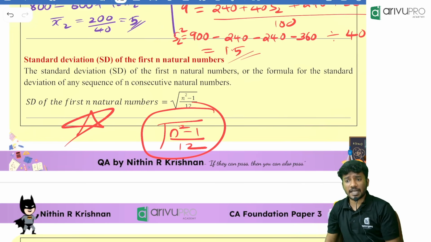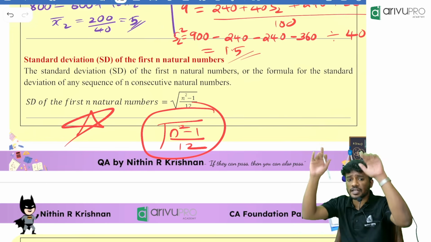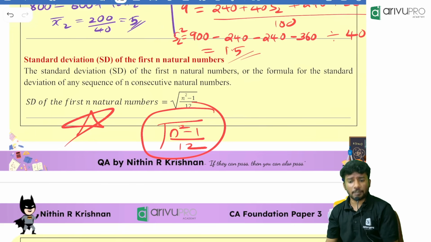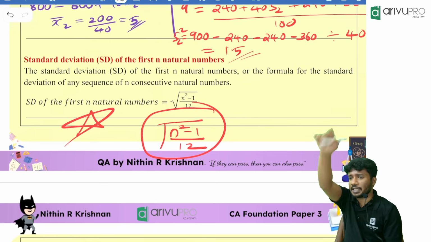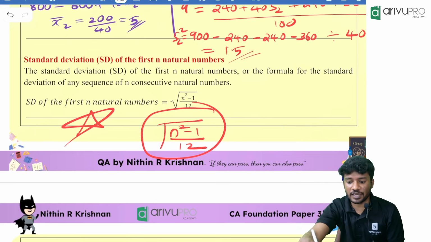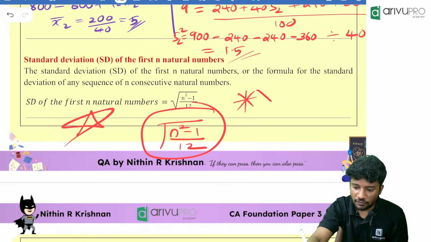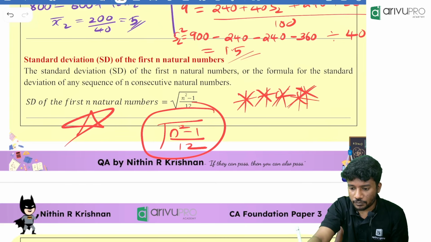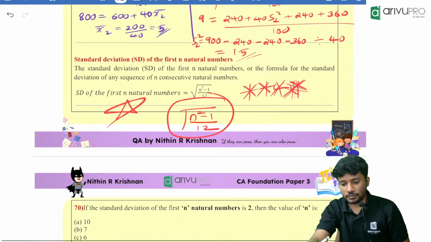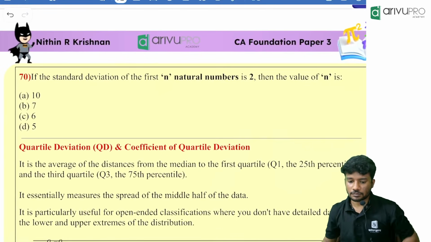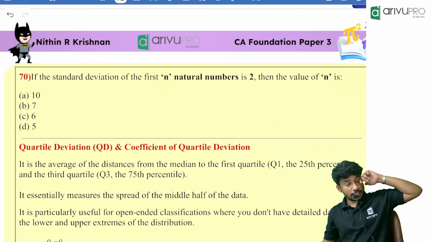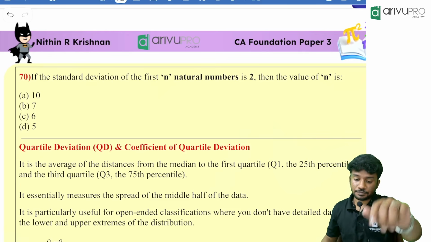What if they ask the standard deviation of the first 100 natural numbers? 100 square minus 1 divided by 12. Then click the root. Okay, very, very important. There can be a question. Read the question. Get me the answer.